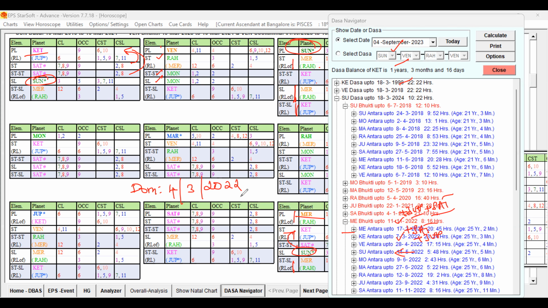Sun Dasa, Mercury Bugdi, and Ketu Antra. You can see this is happening within, say, 1 or 2 months only. That period is running. But you can see that marriage would have been fixed prior to the 3 months, 4 months before itself.